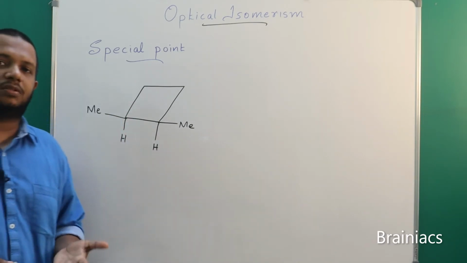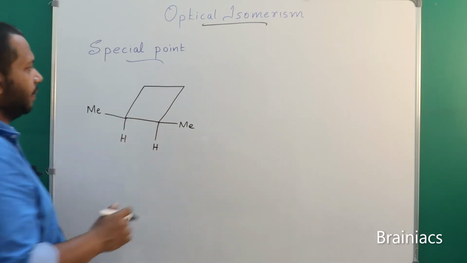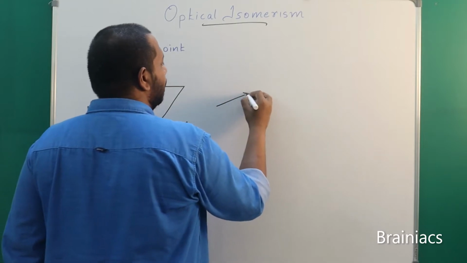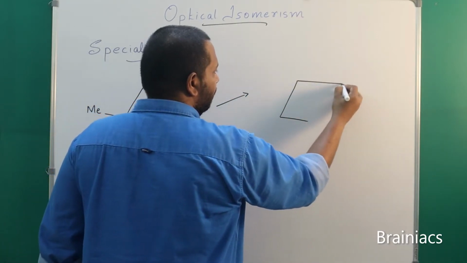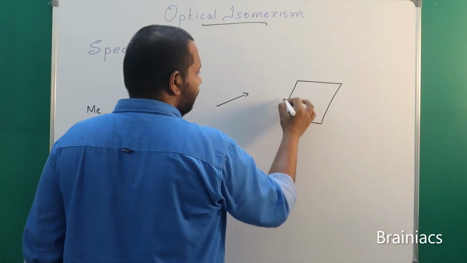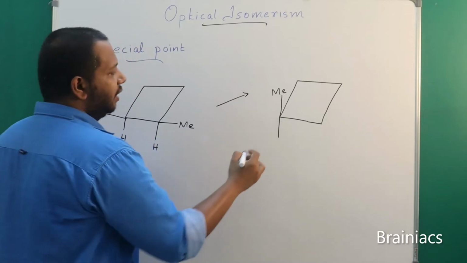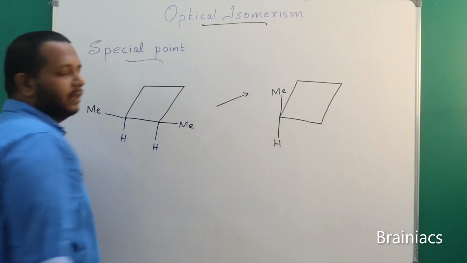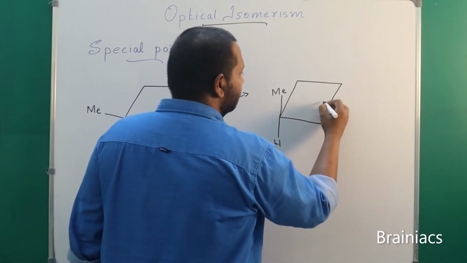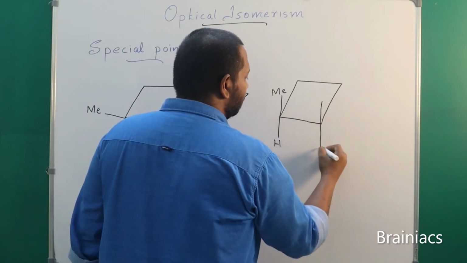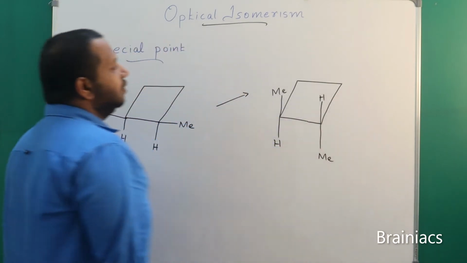So it depends upon the orientation of this group. So I can say this can be represented in two ways. One molecule, for example, will have an orientation like this, Me, methyl and hydrogen here. And the other one will have an orientation like this, Me and hydrogen here. Okay, this is possible.